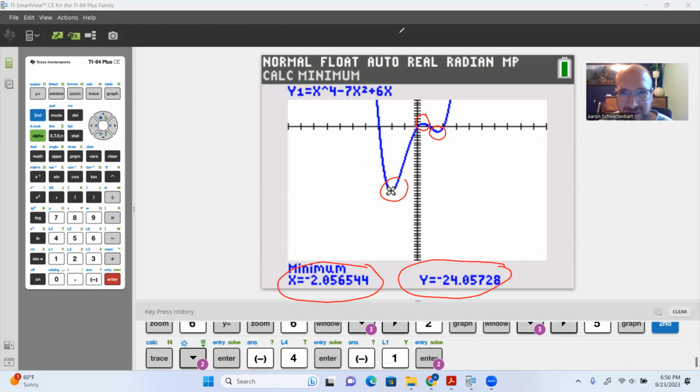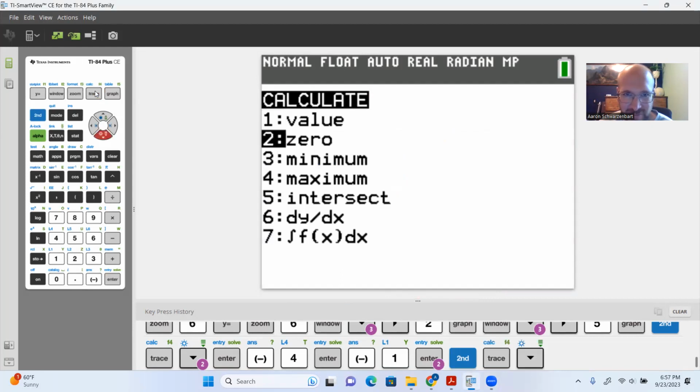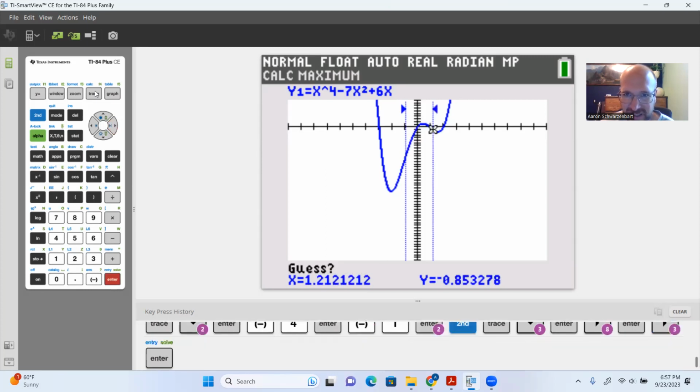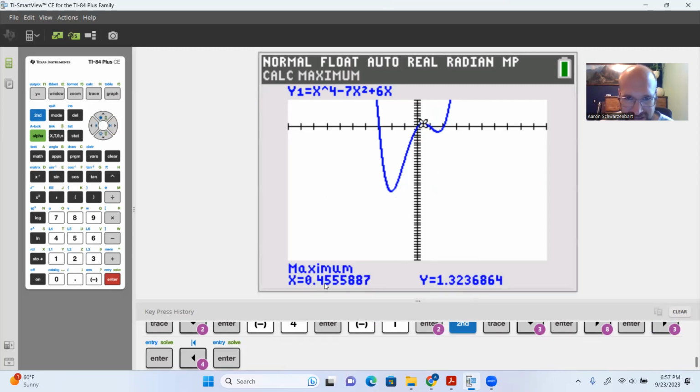Okay, to find my next one, I'll find the maximum. So I'm going to go second calc again, and I'm going to go to max. My left bound needs to be on the left side of that max. My right bound somewhere on the right. I like to go before it hits the next one. Guess doesn't really matter. You can put it close if you want, but as long as you're in the right range, you're fine. The maximum has x coordinate of 0.456 and a y coordinate of 1.32.